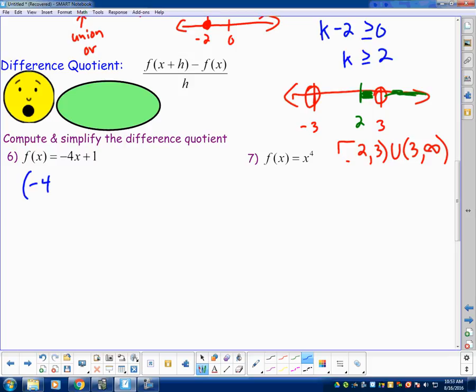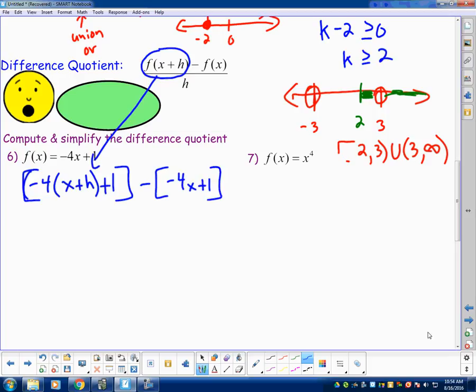Negative 4, block parentheses here, times x plus h plus 1. And so this first term represents just the f of x plus h part. And then I have minus f of x. F of x is exactly negative 4x plus 1. Substitute that in, all over h.